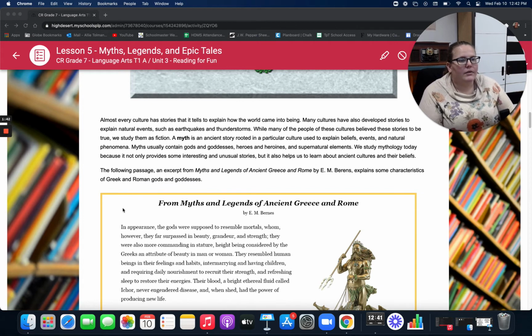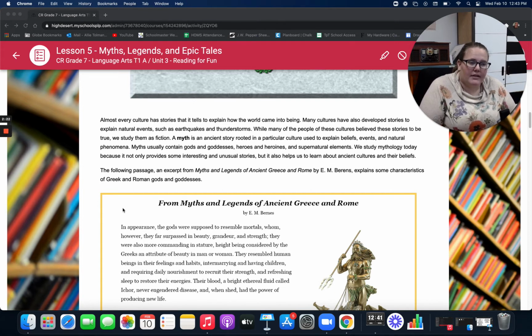Almost every culture has stories that it tells to explain how something in the world came to be. Many cultures have also developed stories to explain natural events, such as earthquakes and thunderstorms. While many of the people in these cultures believe these stories to be true, we study them as fiction. A myth is an ancient story rooted in a particular culture used to explain beliefs, events, and natural phenomena. Myths usually contain gods and goddesses, heroes and heroines, and supernatural elements. We study mythology today because it not only provides us some interesting and unusual stories, but it helps us learn about ancient cultures and their beliefs.